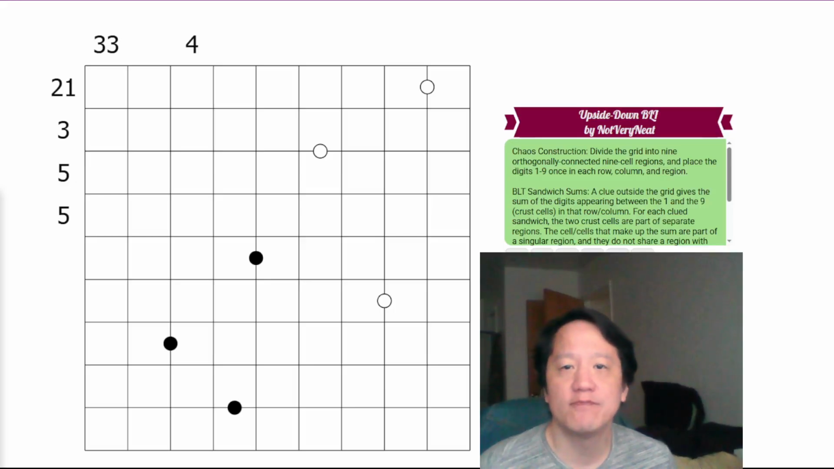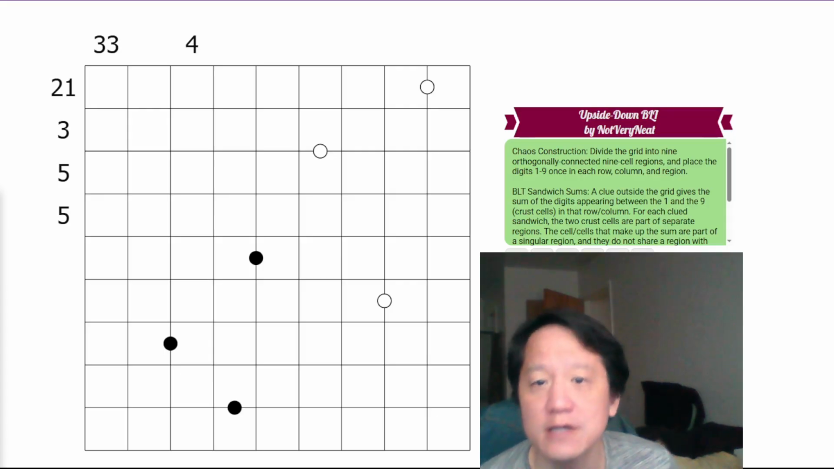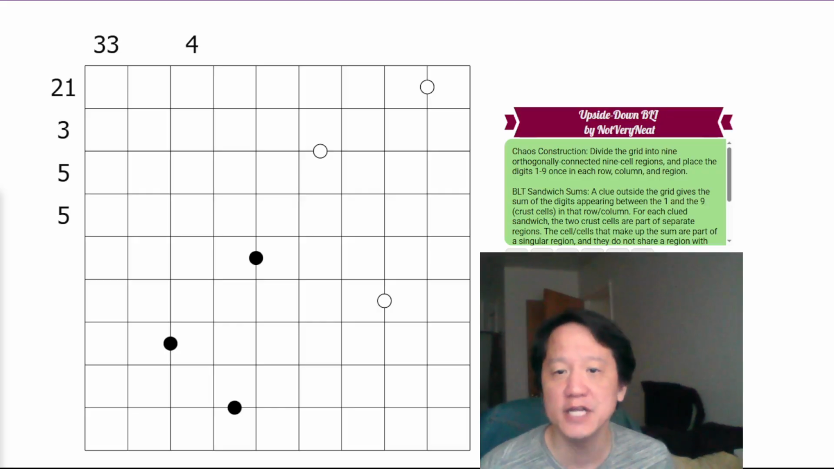Hello everyone, I'm Frank and welcome to Frank Puzzles, and this is today's challenging level puzzle, and it's called Upside Down BLT by Not Very Neat. And here are the rules.